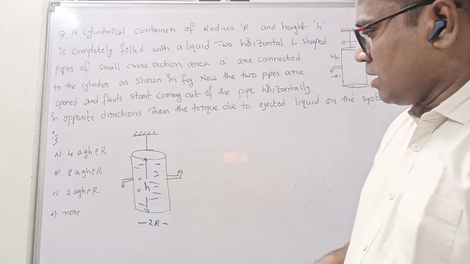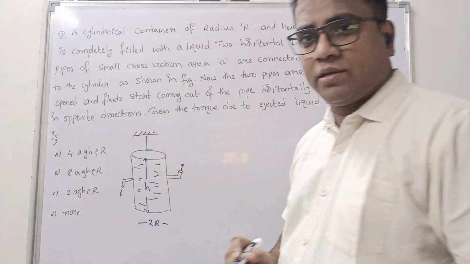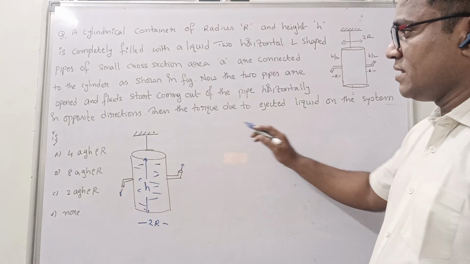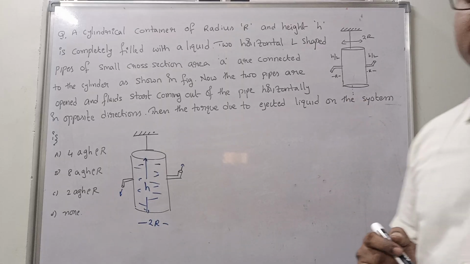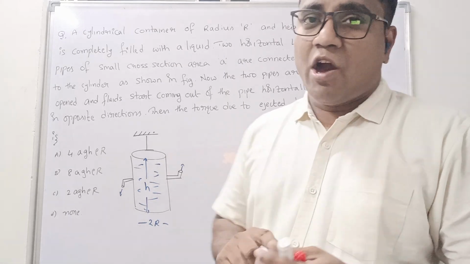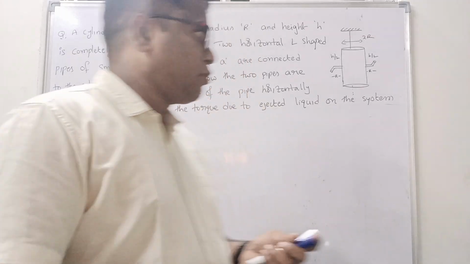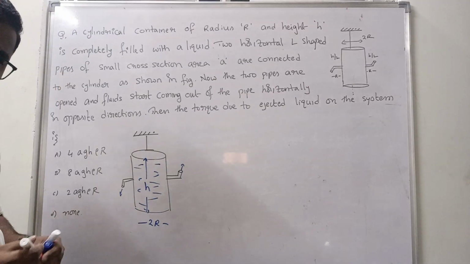From here fluid is ejecting, one fluid inward and one fluid outward. He's saying the torque due to the ejected liquid on the system is... So what is he asking? He's asking how much torque is produced on the system.